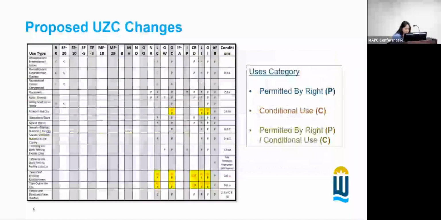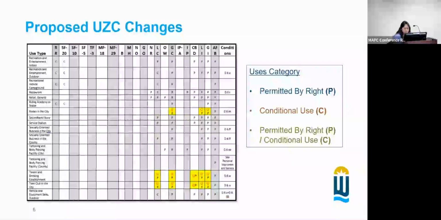The staff are recommending changes to the Unified Zoning Code uses table to make it easier to use and to have more clarity. The recommended changes would add an additional category of P/C to indicate situations where a defined land use may be permitted by right in a zoning district, but would need a conditional use permit to allow the land use in specific instances. You can see the snapshot of the Unified Zoning Code here.